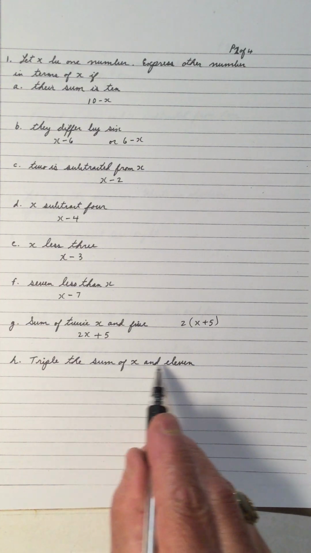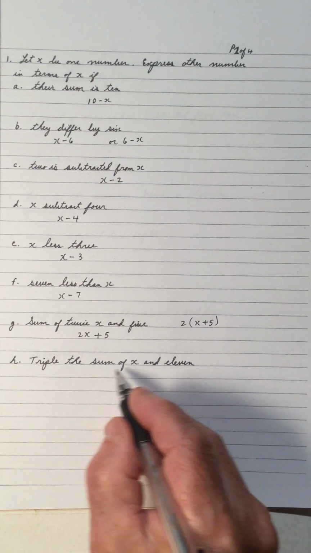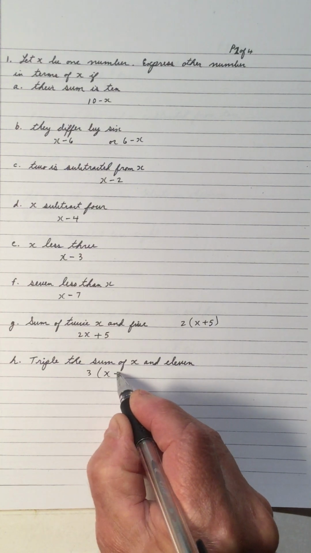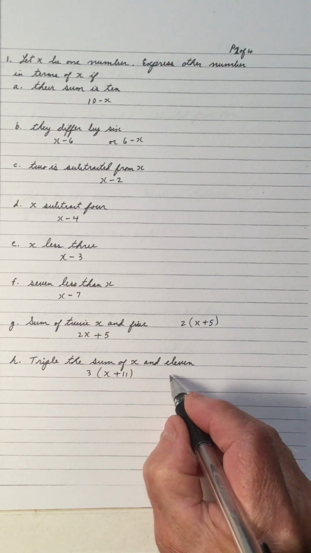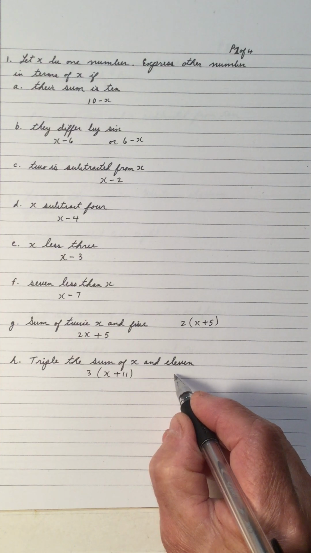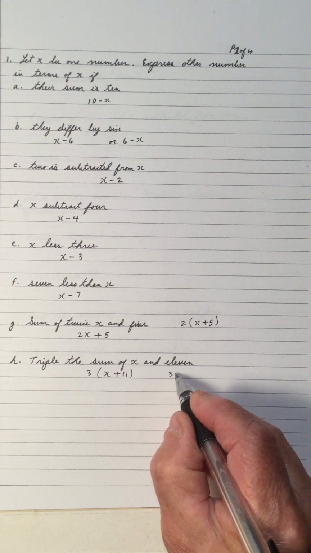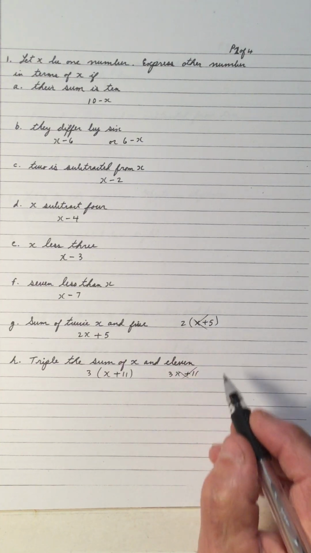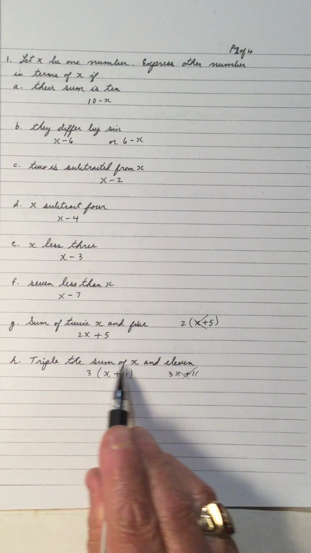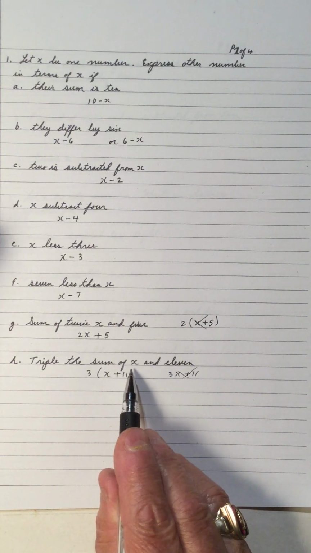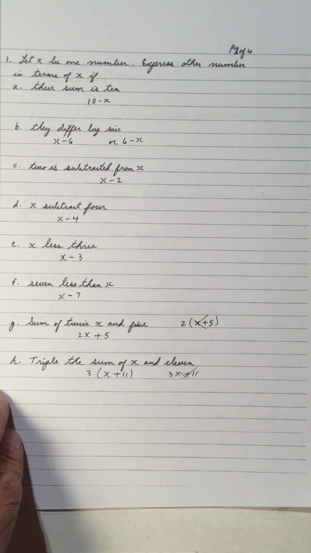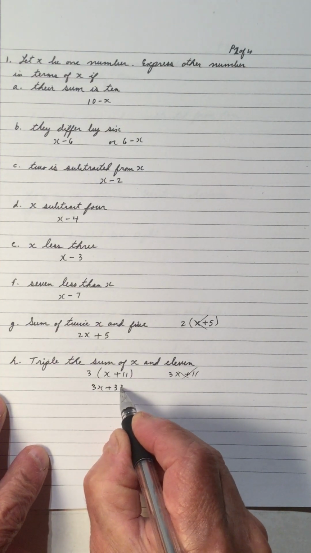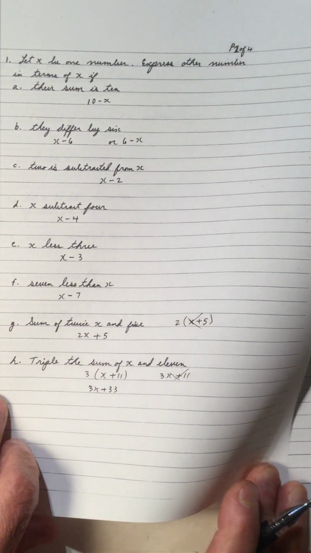Triple the sum of x and 11. So there it is. Again, it's not that. This is triple the sum. Sum means add, so add x and 11. Then you triple the sum. And that could become 3x plus 33 if you want to simplify it.